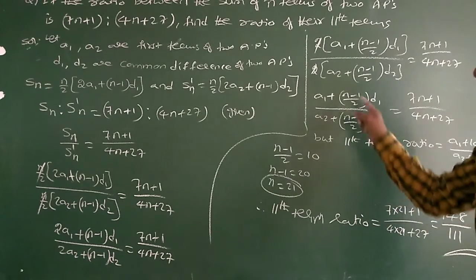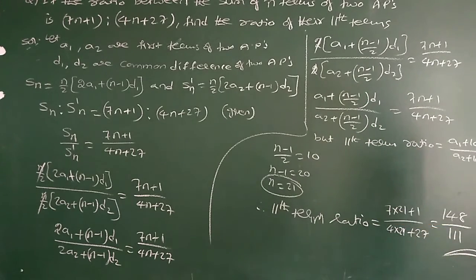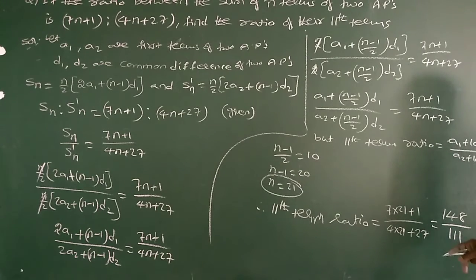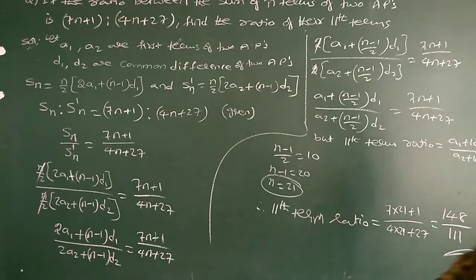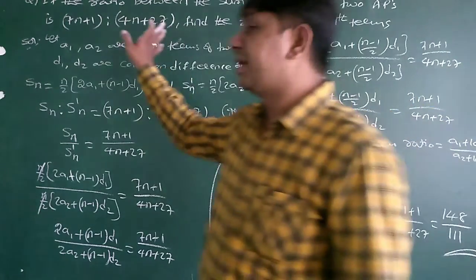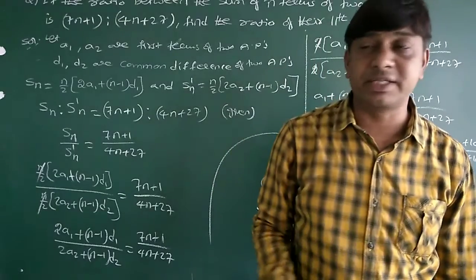From this simplification I got the n value. Substitute this n value in the given ratios, then you will get the 11th term ratio. The 11th term ratio is equal to 148 by 111. Another shortcut formula is here for objective type questions.